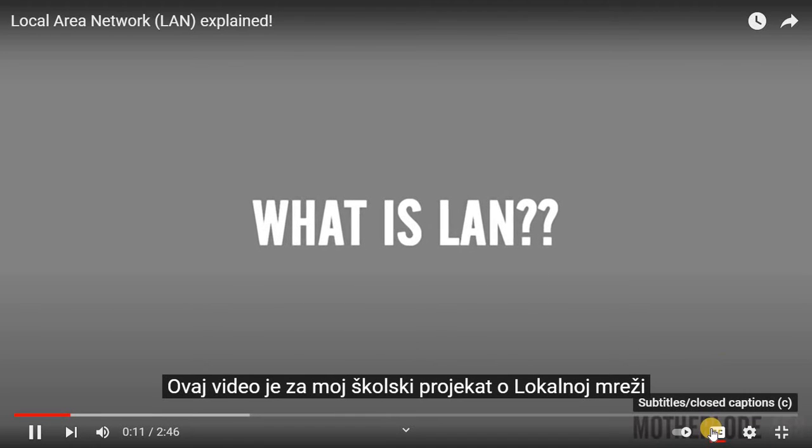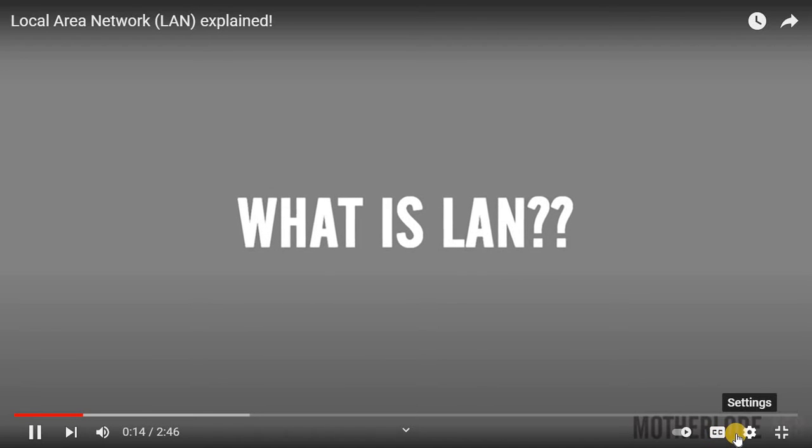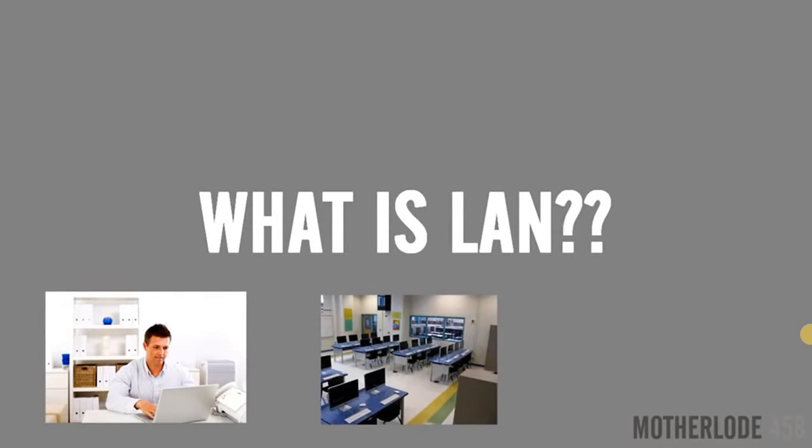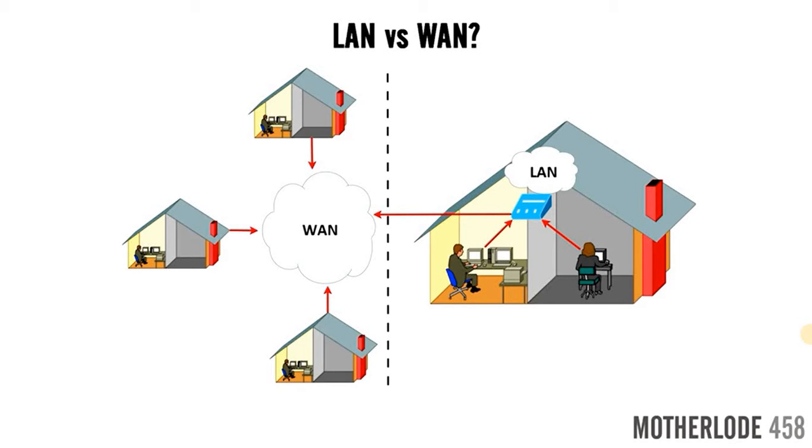Hi everyone, this is Modload458, and this video is done for my school project about the local area network. Local area network is a computer network that connects computers within a limited area, such as home, school, or office building. The terms LAN and WAN are often mixed, and on this picture we can see the difference. The LAN would be just one house with PCs inside of it connected to each other, and the WAN would be many of those houses that are geographically far apart, but again all connected to each other. They would form a wide area network.